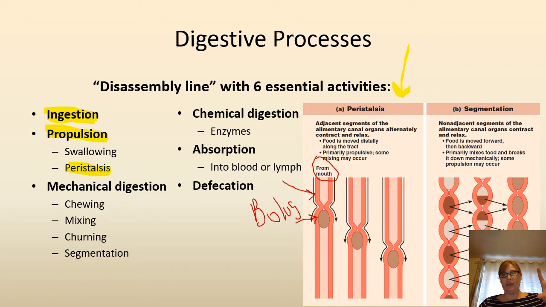But this is what's going to end up happening. We're going to have the pieces mixed together. Little chunks kind of mix and blend, and that's another way of doing a good job mixing the food physically. So that's called segmentation. Page 871, segmentation.